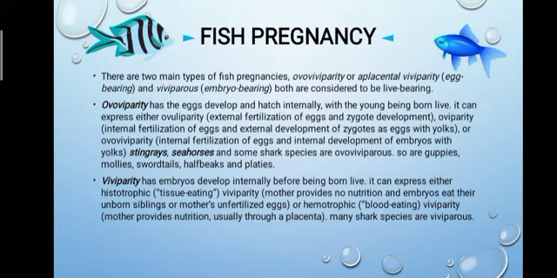There are 2 main types of fish pregnancies. First is the ovoviviparity or aplacental viviparity, also called egg-bearing. And second is the viviparous or embryo-bearing. Both are considered to be live-bearing. So always remember the 2 main types of fish pregnancies. First is the ovoviviparity and the second is viviparous.